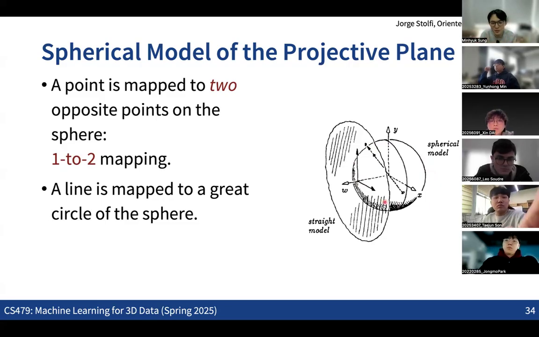While we started from the 2D Euclidean plane, if we extend that with the points at infinity and the line at infinity, now we can see a mapping from the projected plane to the sphere through the 1-to-2 point mapping. So this is an interesting structure of the projected plane. Any questions on this?